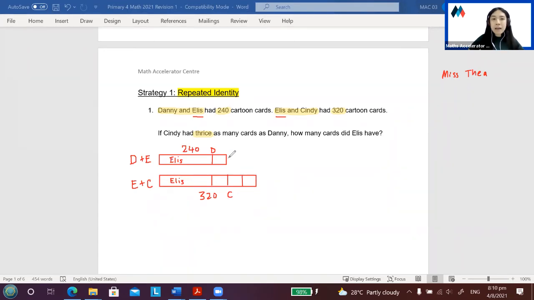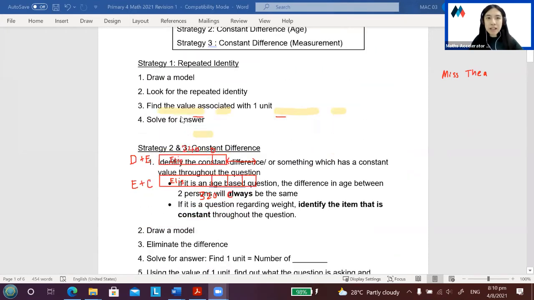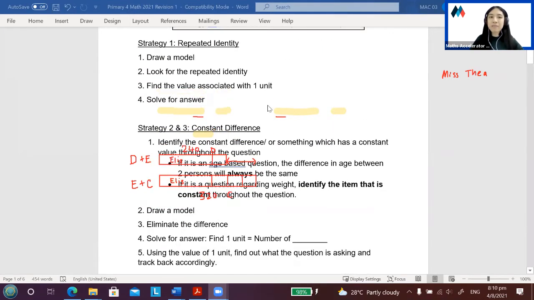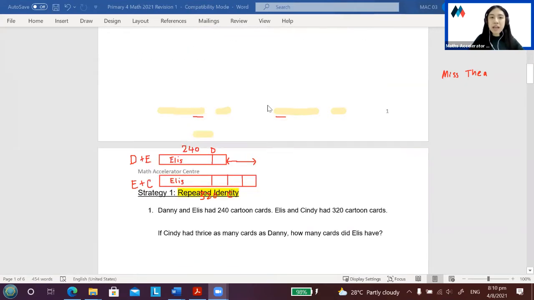Do you see how if I find the difference between 240 and 320, that will be equal to 2 units here? Remember the third step of repeated identity? After you find the repeated identity, you want to find the value associated with 1 unit. Yes, Mabel, you can use a pen, don't worry. So you want to find the value associated with 1 unit.